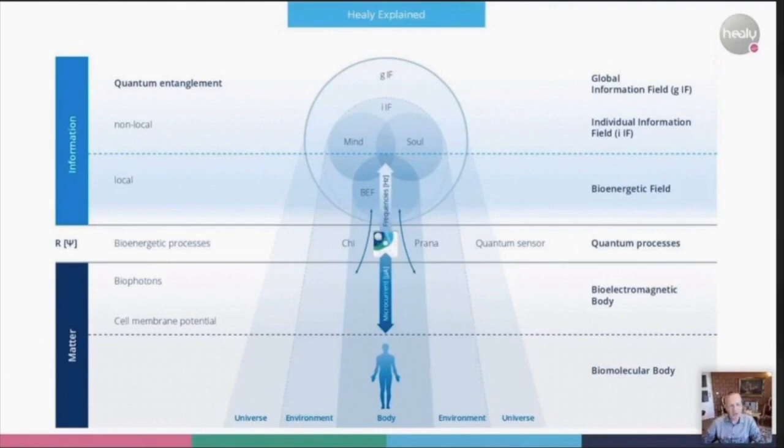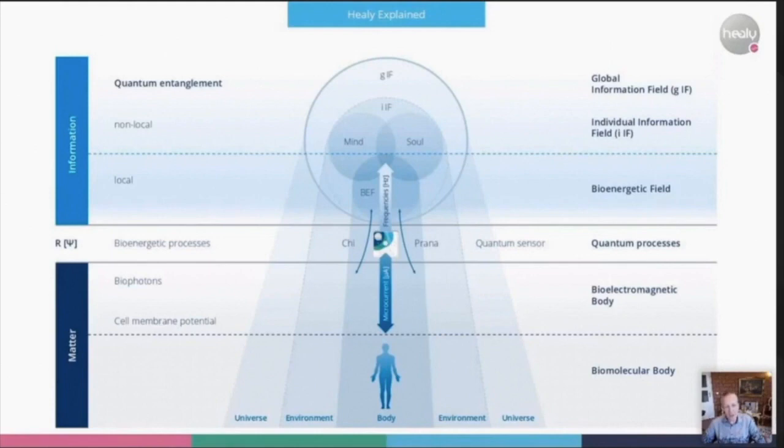So we have the information field up here, we have the material body down here, and in between we have the quantum processes. And this is where Healy operates, because Healy in its very center, on the back of the Healy hardware, has what we call a quantum sensor. It's actually a physical noise generator, which through entanglements connects the information fields with the material aspect of our organism. So the Healy analyzes on this level of the quantum processes, constantly analyzing which frequencies shall be applied to achieve two goals.